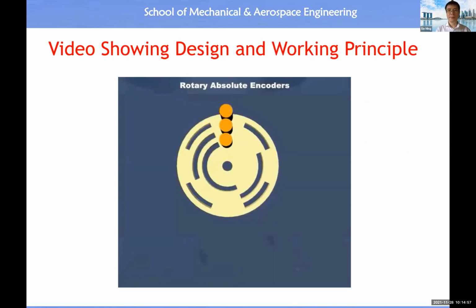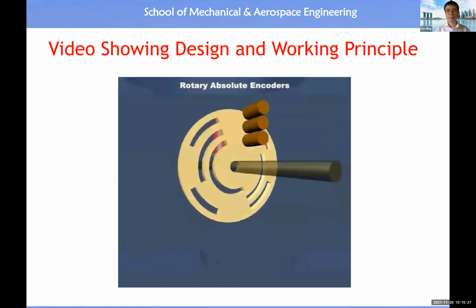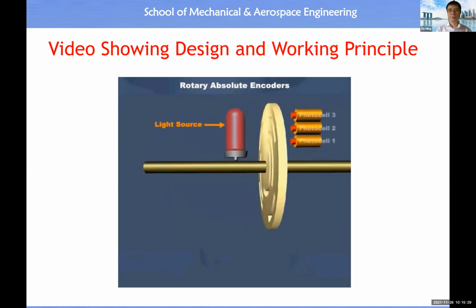Rotary absolute encoders consist of a translucent disc with a binary pattern etched on it. The pattern consists of a series of opaque and transparent slots. The slots are arranged in a concentric circular fashion, and the number of slot sets is the same as the number of photocells used in the encoder. A light source is located on one side of the strip, while photocell detectors are placed on the other side.